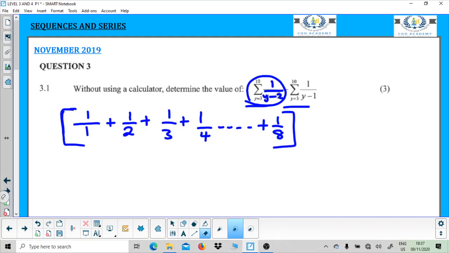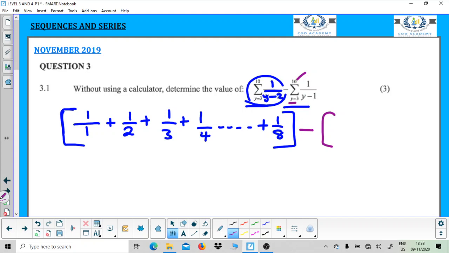Let's see if we are adding or subtracting in between. Actually, we are subtracting. So you were supposed to subtract the second one. On the second one, you are starting on y is equal to 3 and ending on y is equal to 10. So you were supposed to just make your first 3 terms. That's normally what you do.